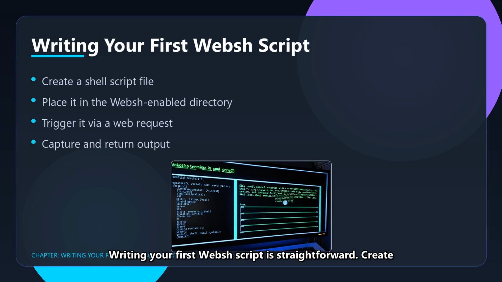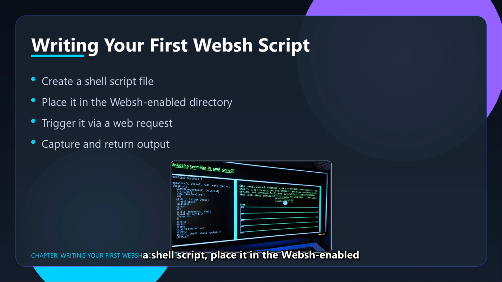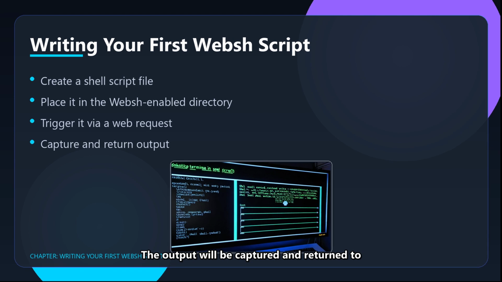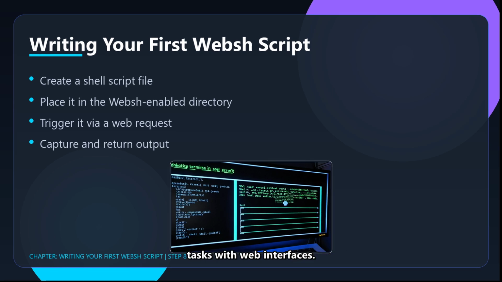Writing your first Websh script is straightforward. Create a shell script, place it in the Websh-enabled directory, and trigger it through a web request. The output will be captured and returned to the client, making it easy to integrate system tasks with web interfaces.